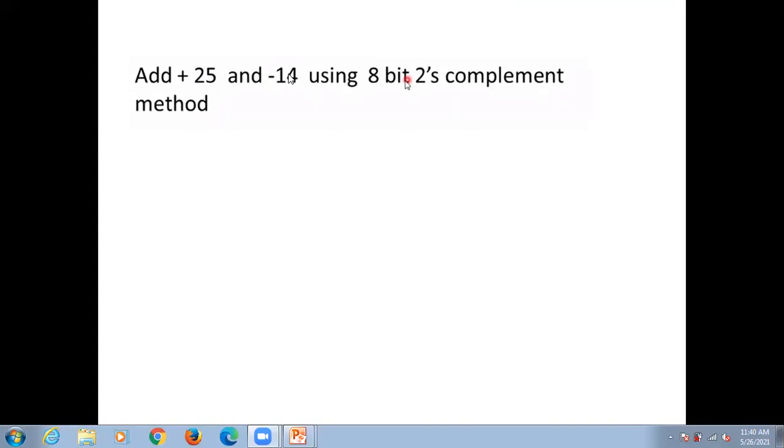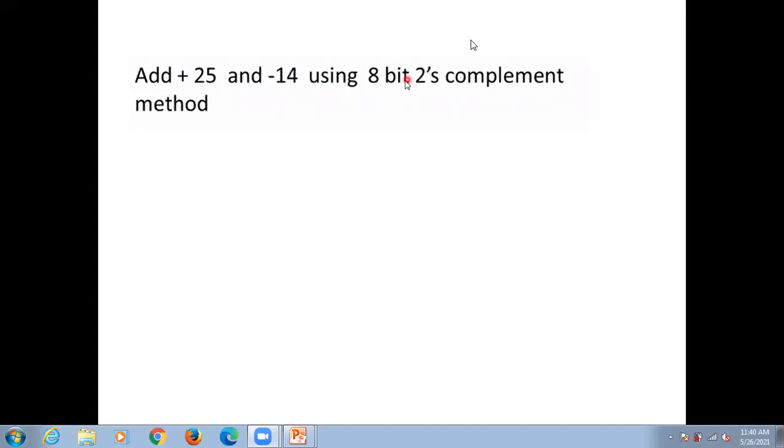How do we know this belongs to signed bit addition? Unsigned numbers are there, signed numbers are there. We know it is signed bit addition by looking at this number, minus 14. Whenever we have a negative number, we use signed bit addition. Here in this problem, the given inputs are plus 25 and minus 14. We are adding these two numbers using the 8-bit 2's complement method.